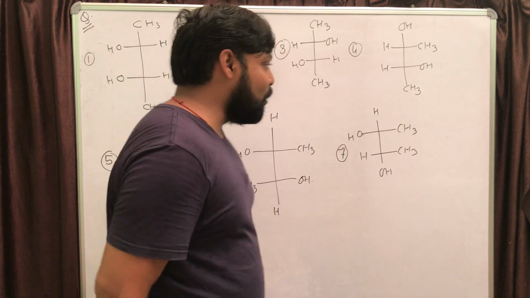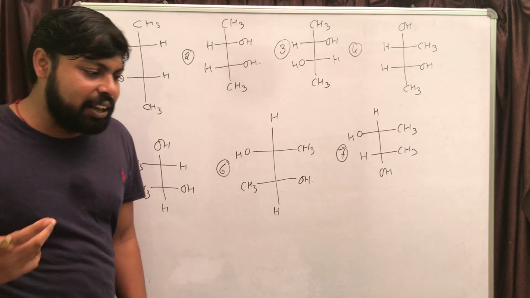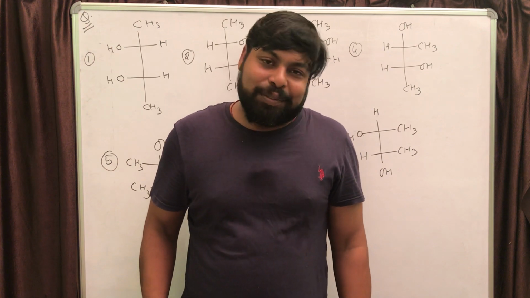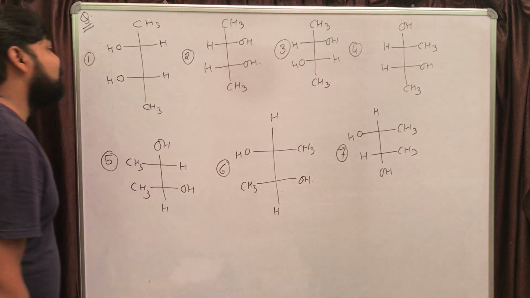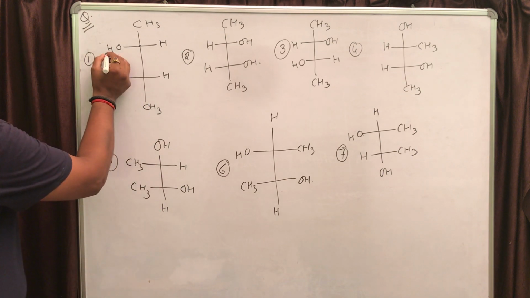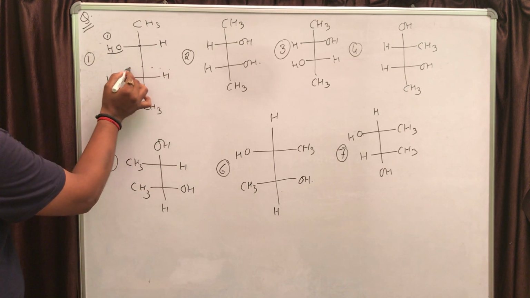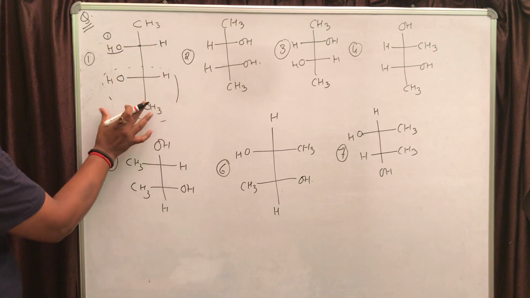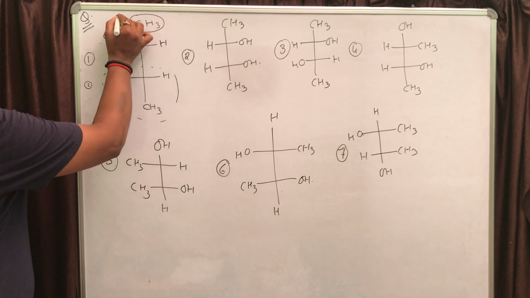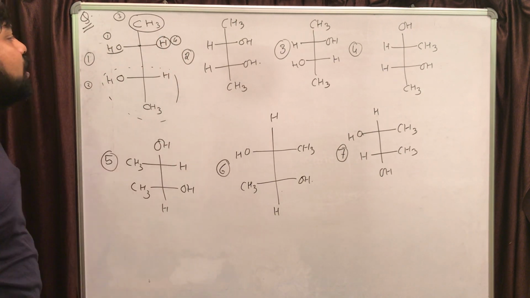So overall, in all the compounds, you need to find the configuration of the chiral carbon. Only then can you identify which pair is enantiomer, which pair is diastereomer, and which pair is identical. Let's start. In the first compound, to find the configuration of the first chiral carbon, OH has first priority. This whole group attached to the first chiral carbon has second priority. This CH3 has third priority. This hydrogen has fourth priority. The least priority is on the horizontal line.